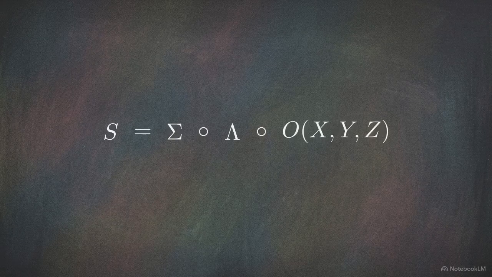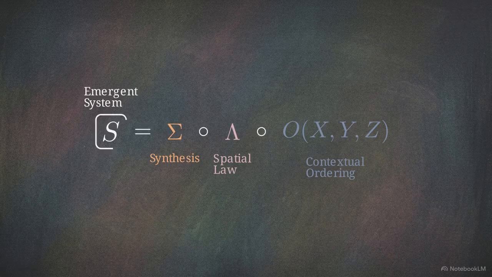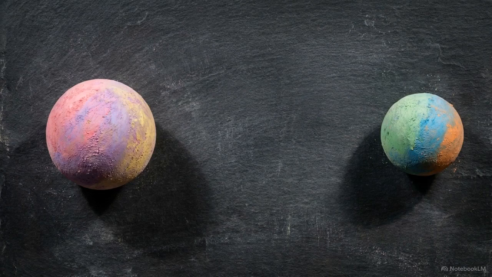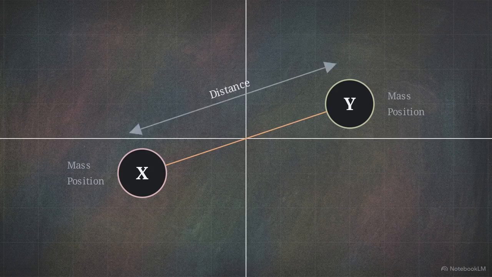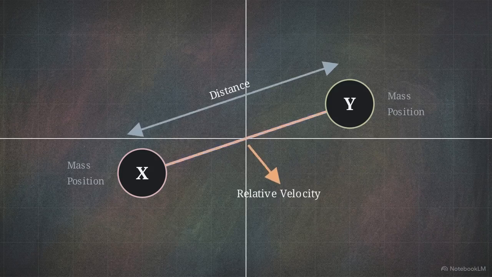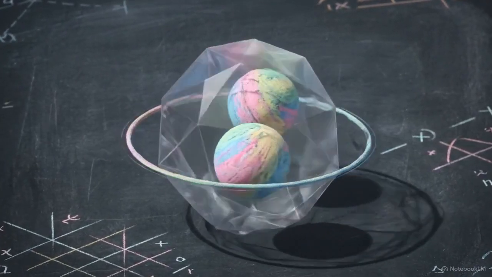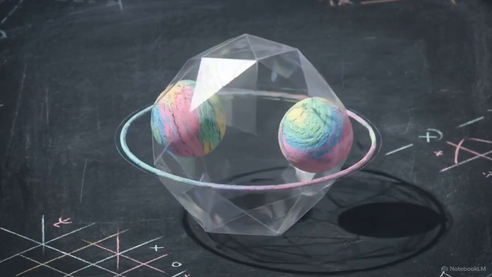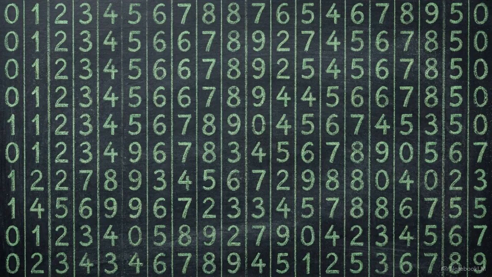A new system, S, emerges through the synthesis of a spatial law acting upon a contextual ordering. This synthesis produces properties that do not exist in the constituent parts. In physics, two independent objects each possess mass and position, but properties like velocity, distance, and systemic stability are properties of the relationship between them. The Aurora model identifies the mathematical threshold where a relationship ceases to be an interaction and begins to exist as a stable, distinct entity. Standard computational architectures often transform numerical values without evaluating their systemic role or structural validity.